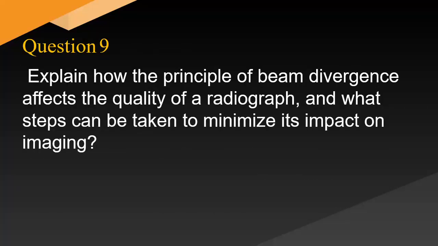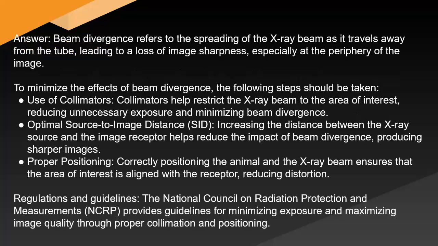Explain how the principle of beam divergence affects the quality of a radiograph, and what steps can be taken to minimize its impact on imaging. Answer: beam divergence refers to the spreading of the X-ray beam as it travels away from the tube, leading to a loss of image sharpness, especially at the periphery of the image. To minimize the effects of beam divergence, the following steps should be taken.